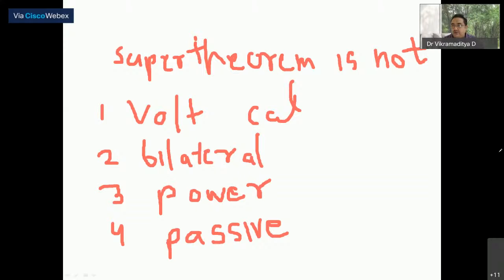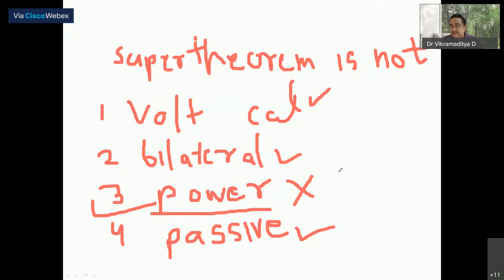Okay, so without wasting time, the correct answer is the power. As I've already told you, it is applicable to voltage, it is applicable to bilateral elements, applicable to passive elements which are resistor, inductor, capacitor, but it is not applicable to power. So the third answer is the correct answer. Okay, so let us take another.